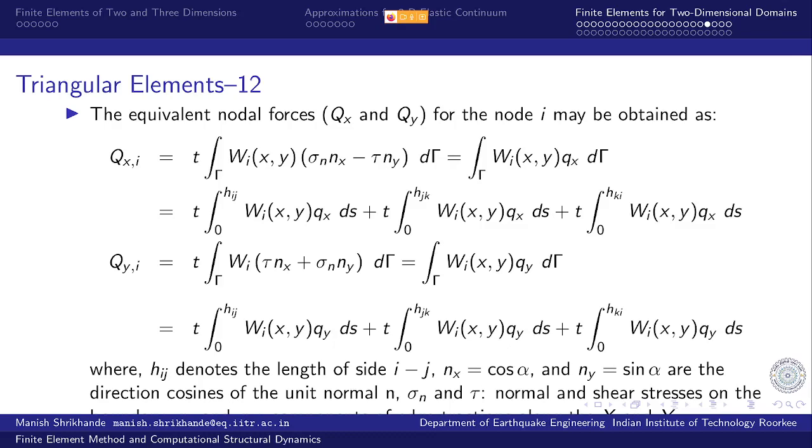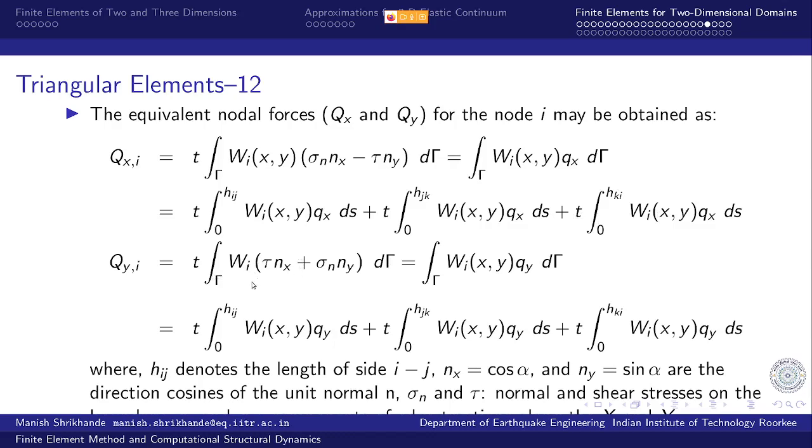So equivalent nodal forces Qx, Qy for node I can be obtained by using these direction cosines for resolving those tractions. And Wi is the weighting function in terms of x and y. So eventually this is what it is, and this has to be evaluated over individual elements. So ij, then jk, and then ki as you move along, right?